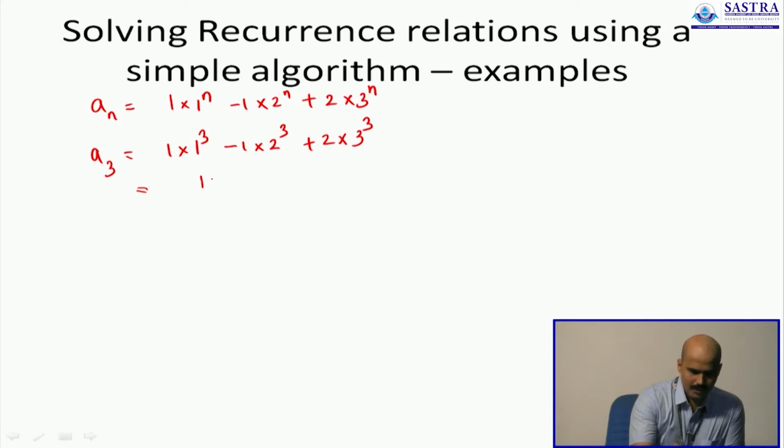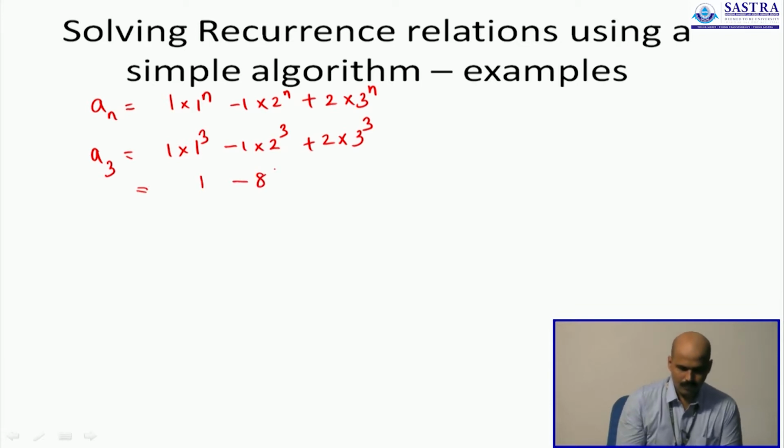Minus 8 plus 54, which is 55 minus 8, it goes to 47.